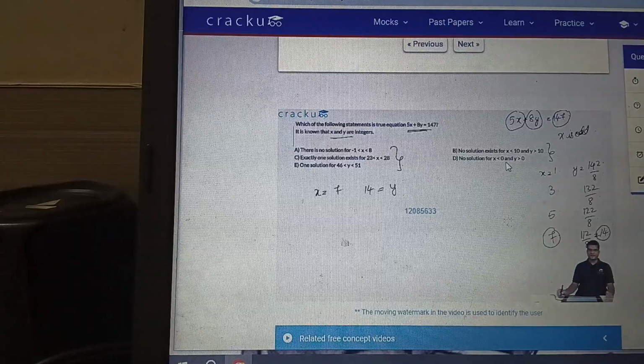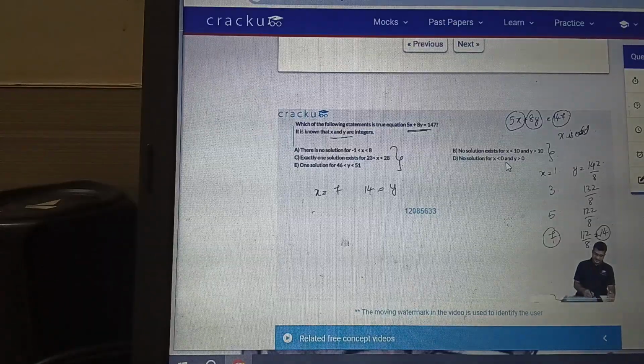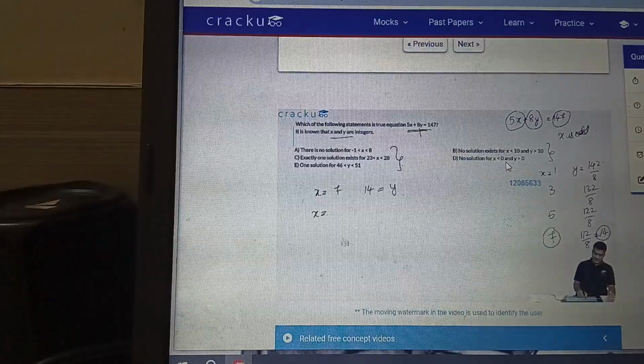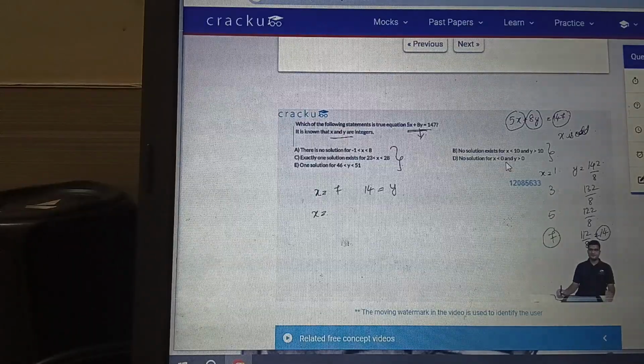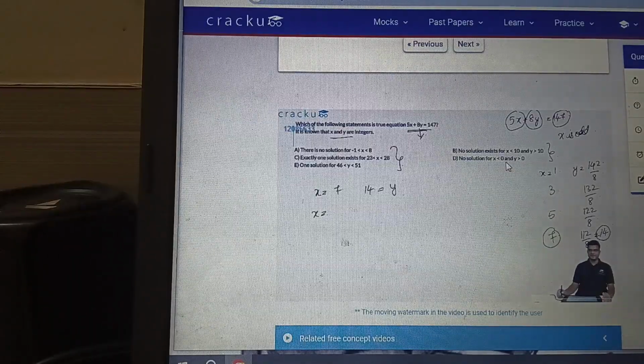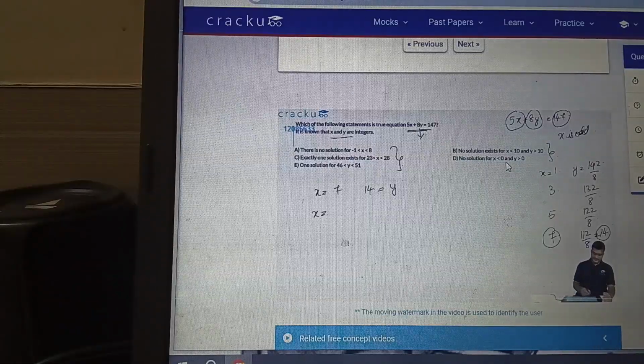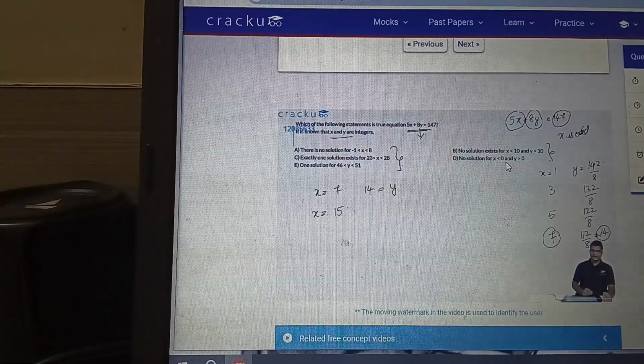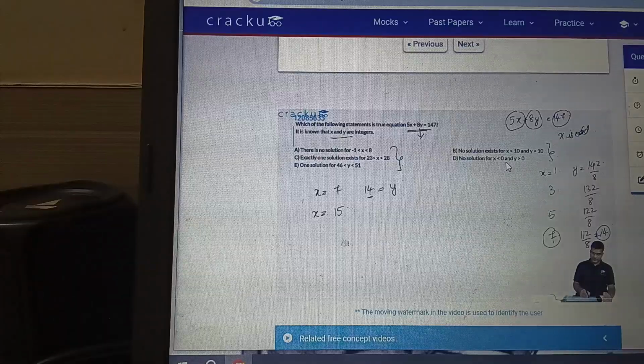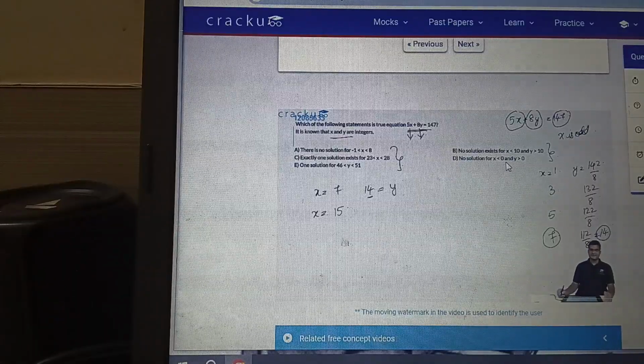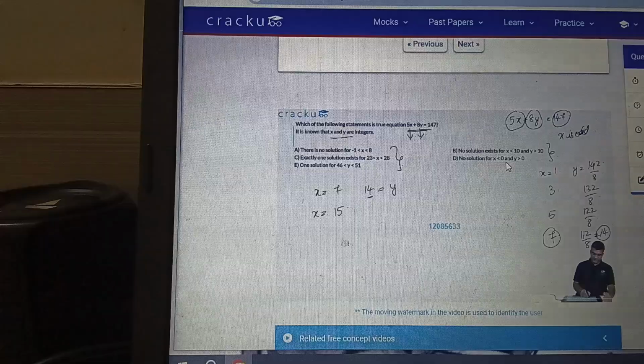Now in order to find the next solution, it is very easy. The next value for x will be when you increase the value of x by the coefficient of y. The coefficient of y in this case is 8. So the next value of x will be 15, which is 7 plus 8. And the value of y will be 14 minus the coefficient of x. That is 14 minus 5, which is equal to 9.